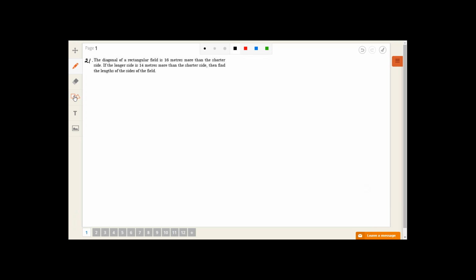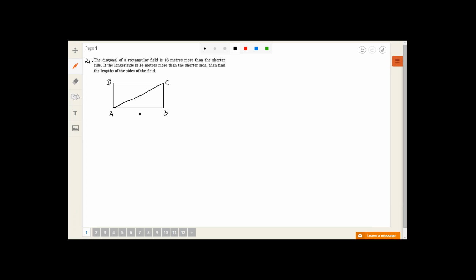Let us suppose there is a rectangle, we see. Let this be a rectangle. Now draw a diagonal. Name the points as A, B, C, D. So A, B, C, D is a rectangle with AC as a diagonal.